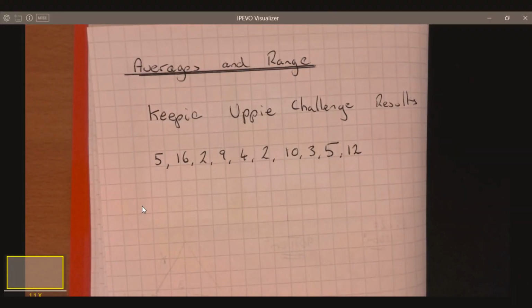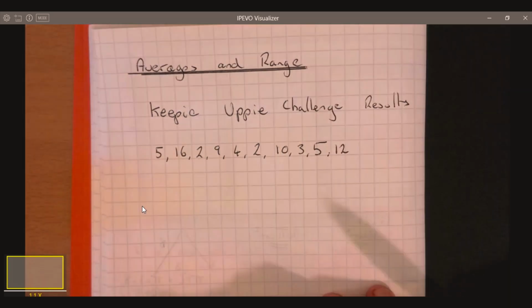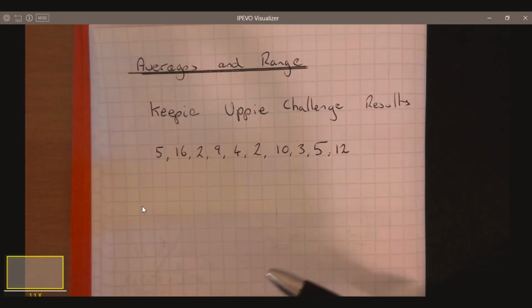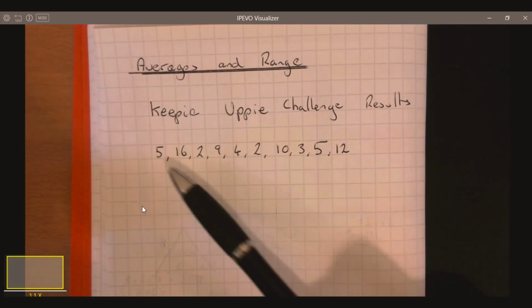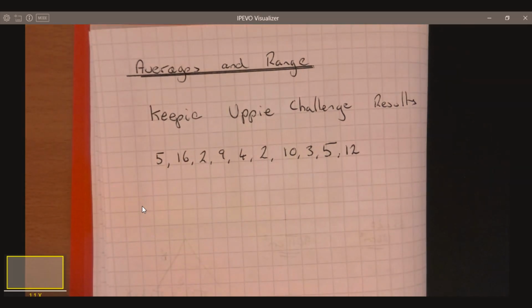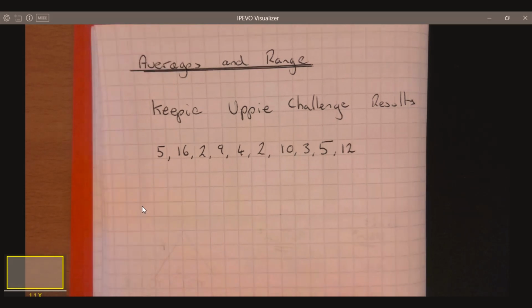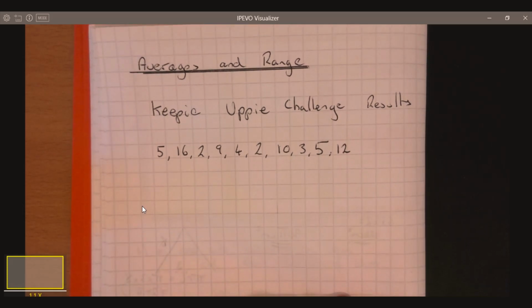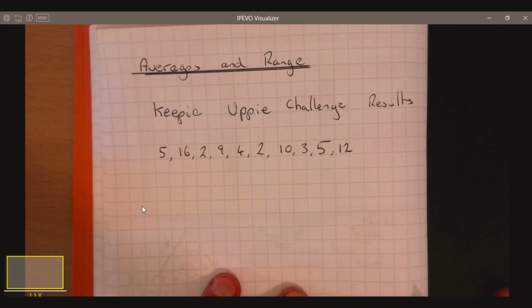Right, so here's the results of our keepy uppy challenge. See my outstanding numbers here. So did it 10 times, and we've got these recorded just here. So what we want to do is have a look at averages and range. All right, so let's just take you through the different types of average that we might be asked to work out. So first of all, let's have a look at the mean.